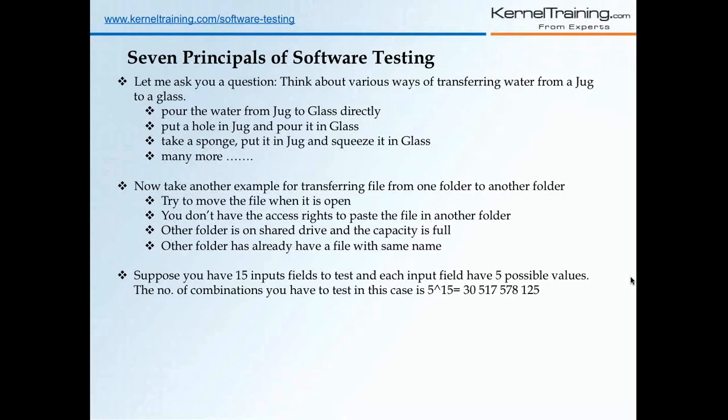There could be hundreds of scenarios which you can build to test one particular thing. Okay, another example, say you have 15 input fields to test, and each input field has 5 possible values, right? Then the number of combinations you have to test is 5 raised to 15, which is huge, and it is humanly impossible to test each and every scenario.